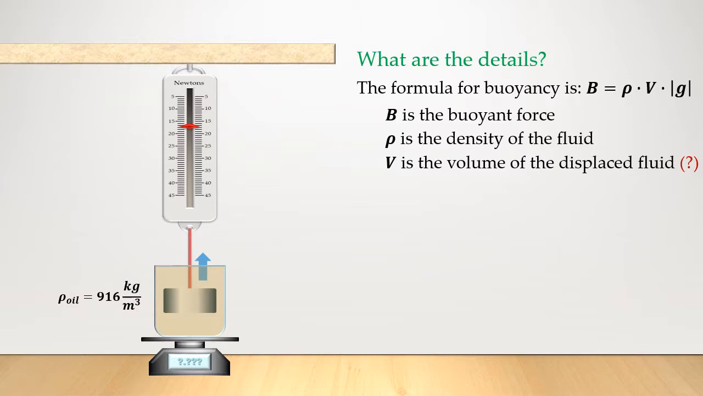Now the volume V is the volume of the displaced fluid. In other words, when you put an object in a fluid, it displaces or moves the fluid away from it, and so that's the displaced volume. So for this particular problem, it's an interesting problem to solve because we don't know the shape of this iron. Is it a cylinder? Is it a rectangular solid? Is it a blob? We don't really know what the shape of that iron is, and so we'll have to do an interesting trick to calculate that.